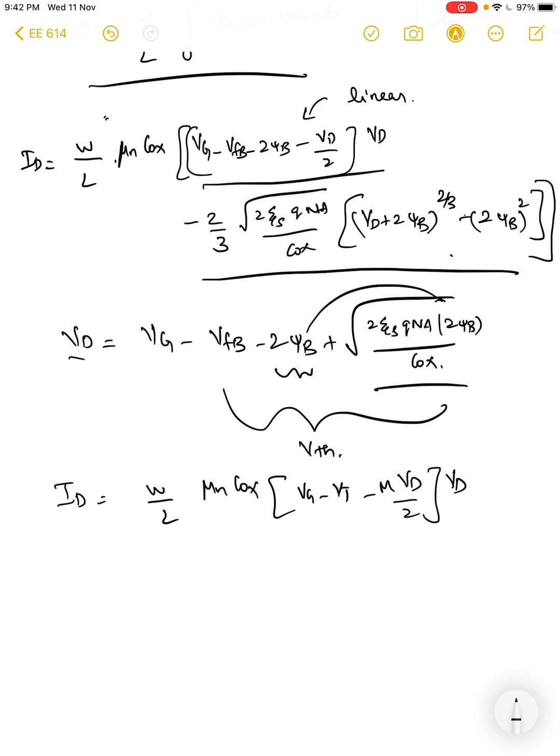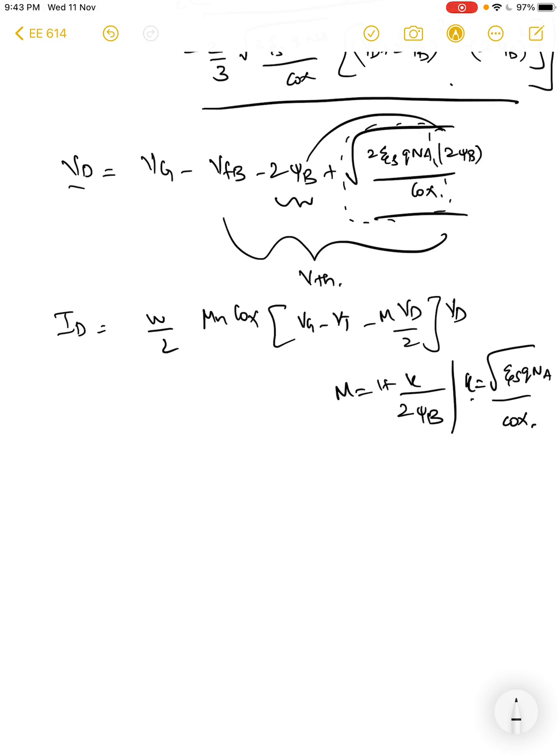In the ideal case, m turns out to be 1, and m is basically 1 plus k by 2 psi b, and k is given by root epsilon s q Na by Cox. You can see that this k is basically this term here, right? So k by 2 psi b is just equal to 1 by root 2 psi b, right? And as long as psi b is a large enough value, m will be close to 1. So this is the explanation for these terms, right?